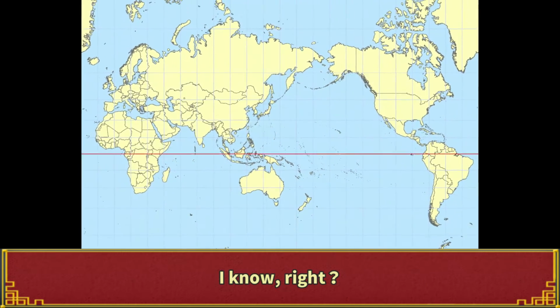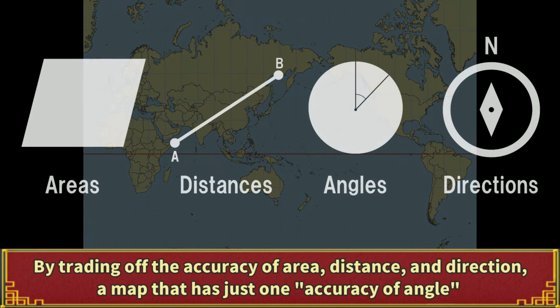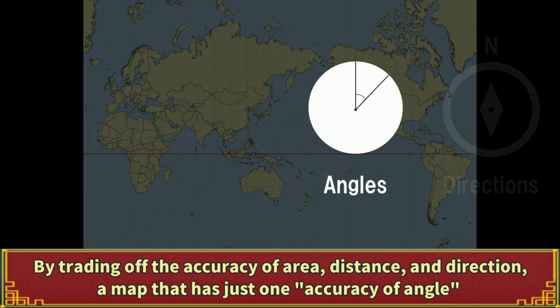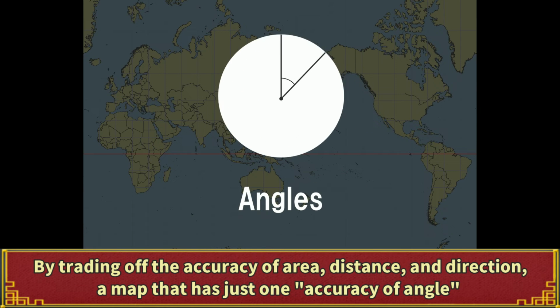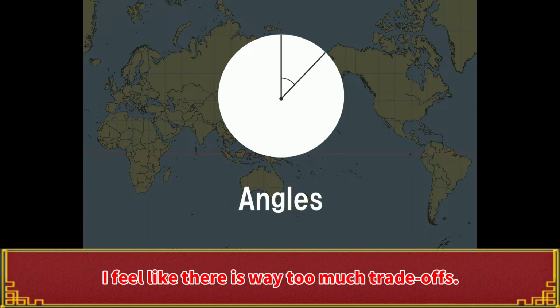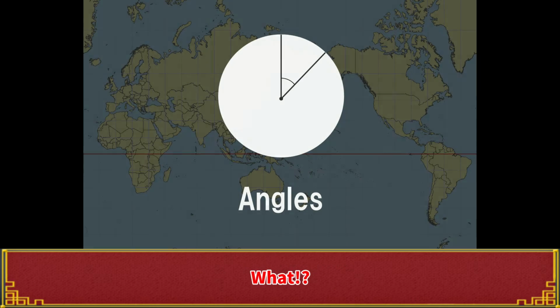I know, right? To wrap it up, by trading off the accuracy of area, distance, and direction, a map that has just one accuracy of angle is the Mercator map. I feel like there is way too much trade-offs. We're not over yet. What?